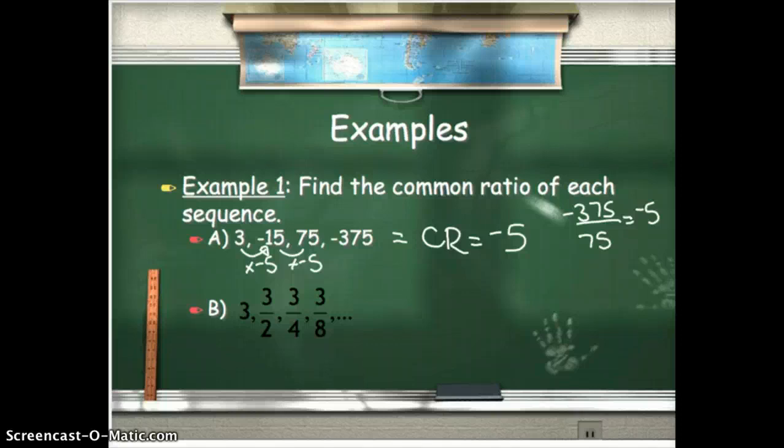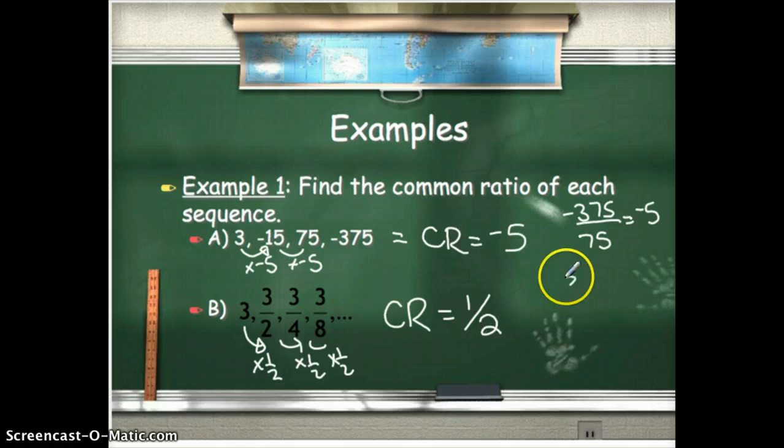Okay, so this time in B, to get from 3 to 3/2, I'm multiplying by 1/2. And to get to 3/4, again, I'm multiplying by 1/2. And to get to 3/8, again, I'm multiplying by 1/2. So it looks like in this case, my common ratio equals 1/2. Again, if you take any consecutive terms and actually divide them, like 3/2 divided by 3, you would get 1/2.